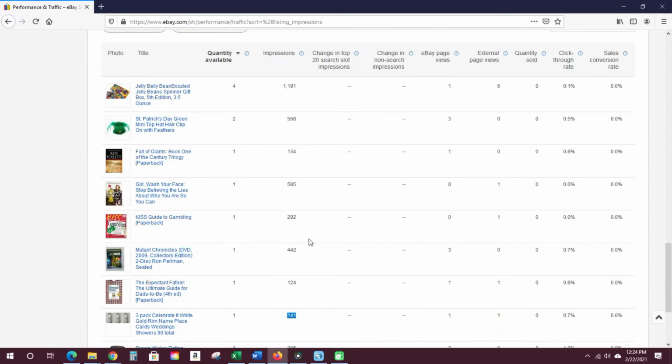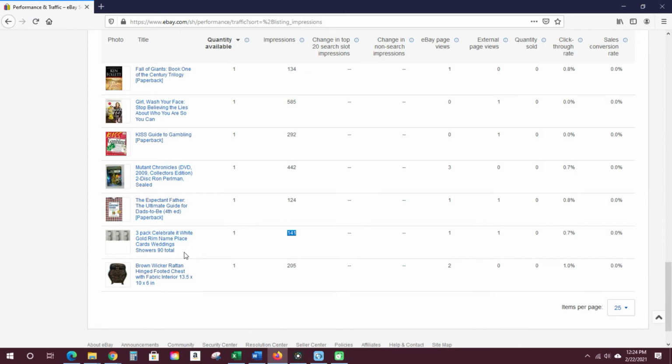Then you have the one that's almost at the lowest, which is these white name place cards. No one's having weddings, no one's having parties. So this one isn't that popular either. This one has a pretty good 205 impressions.